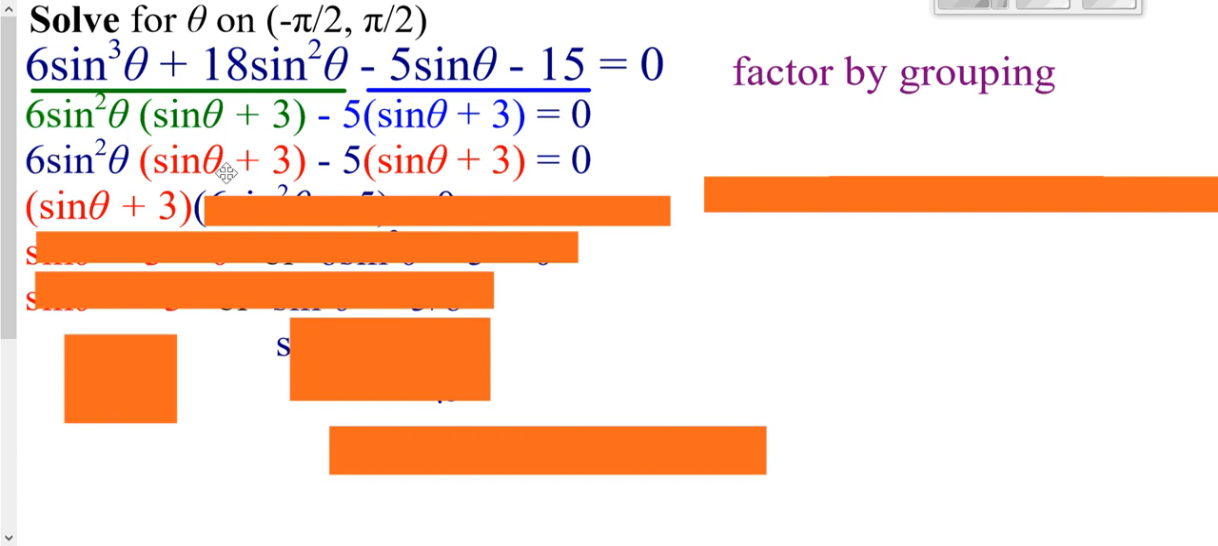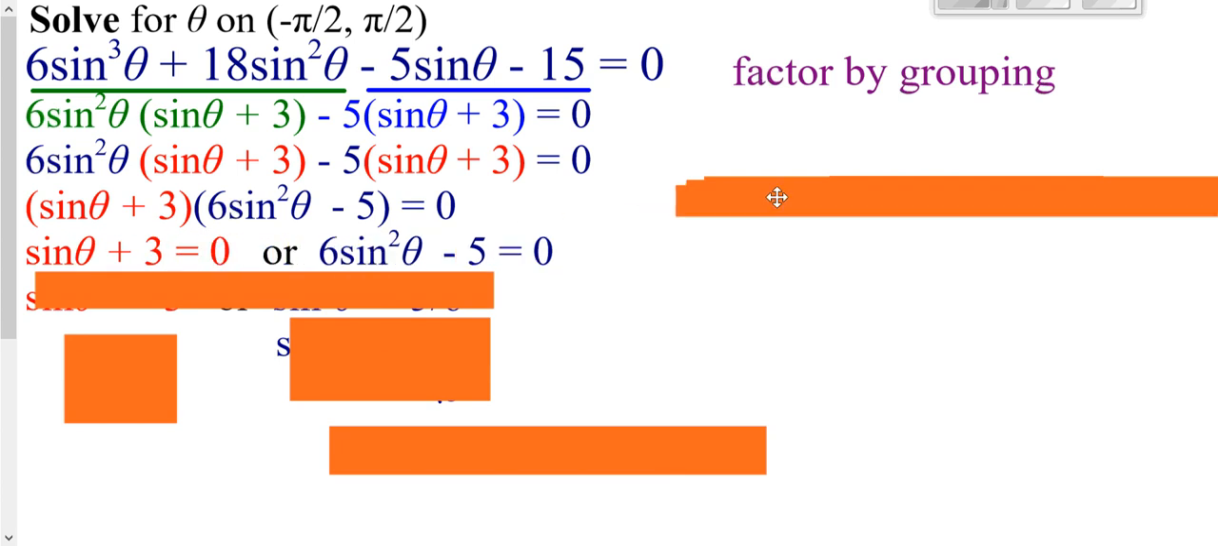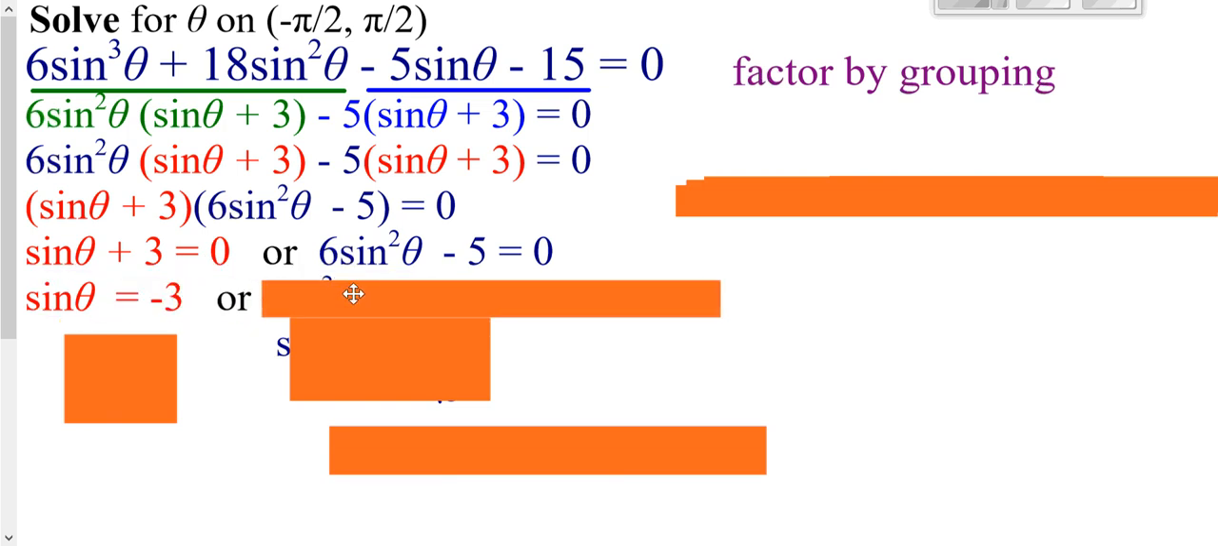What are you left with when you pull out the red? You're left with just this blue, 6 sine squared with a minus 5. You now have 2 things multiplied together to give you 0, so you can set the first one equal to 0, or set the second one equal to 0. Setting the first one equal to 0, you'd subtract 3 from both sides. And then you'd ask yourself, when is sine equal to negative 3? And you should say, oh, it never is, because sine's always between 1 and negative 1.